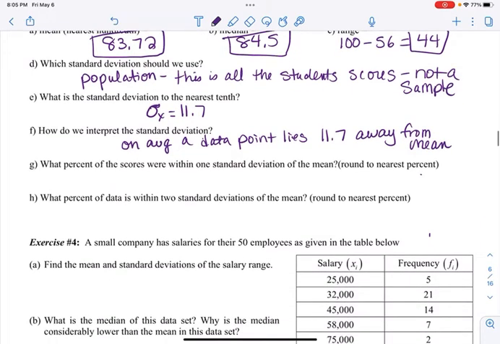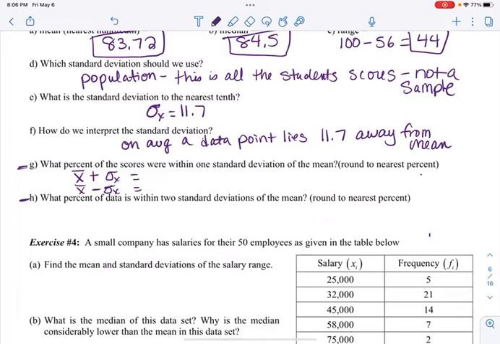Okay. This is the new stuff right here, G and H, and this is what we're going to be continuing with on Monday. So this is important. This is more of what we do in Algebra 2 than anything else I talked about in this video. What percent of the scores were within one standard deviation of the mean? So here's what you're going to do. You're going to take the mean and add one standard deviation, and you're going to take the mean and subtract one standard deviation.